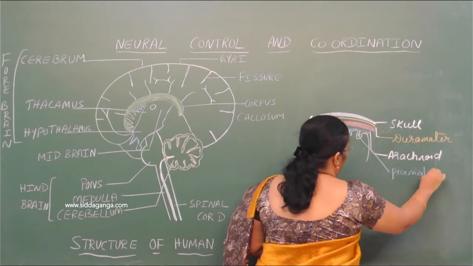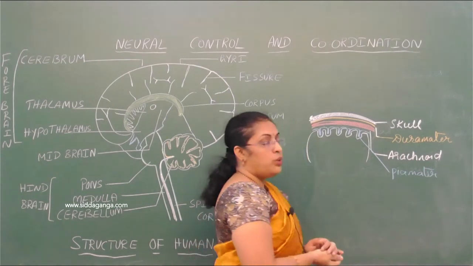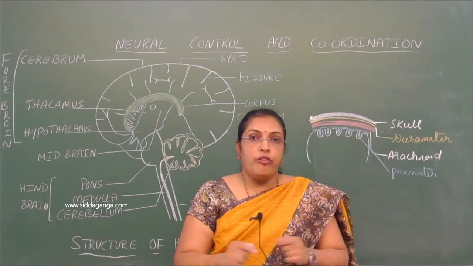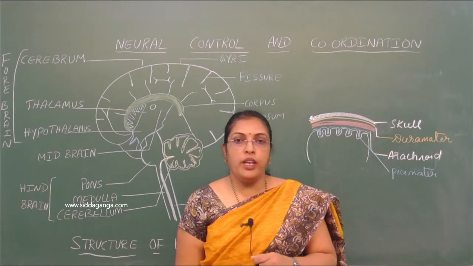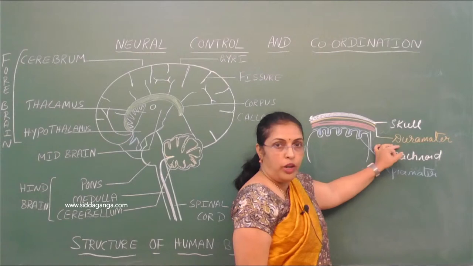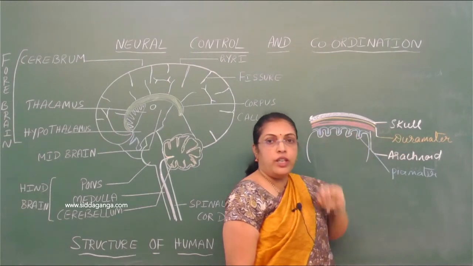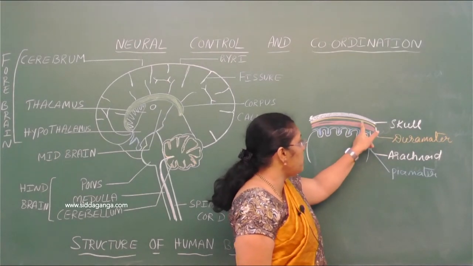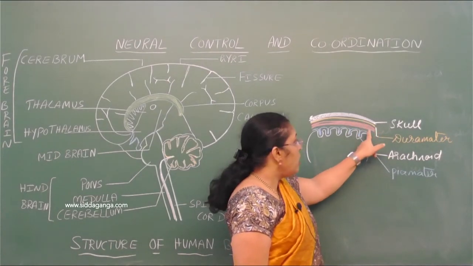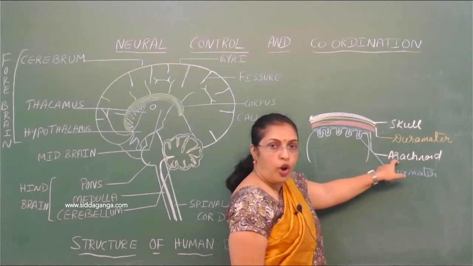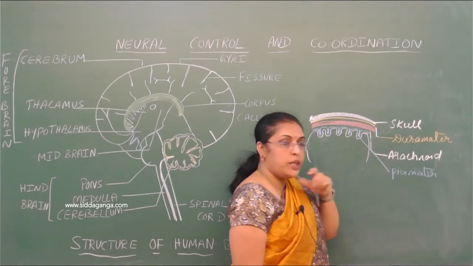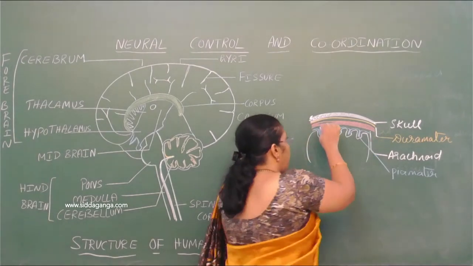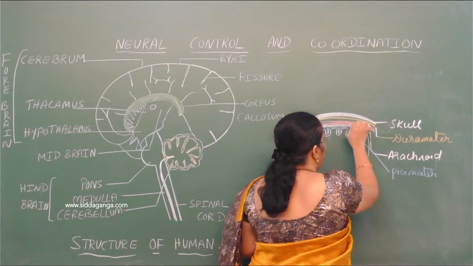This is pia mater. So three meninges are there, that is, the coverings of the brain are called meninges. Outer is dura, below the skull we see three coverings of brain. Outer is dura mater, below that dura mater space is called subdural space. The middle layer is arachnoid and the inner is pia mater. So in the subarachnoid space we see a fluid called cerebrospinal fluid.